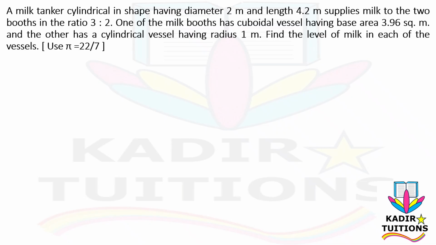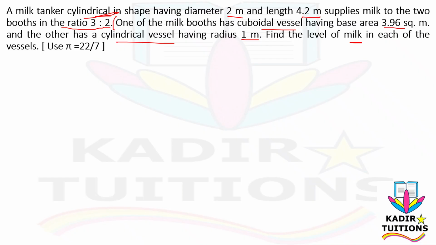A milk tanker, cylindrical in shape, having diameter 2 meter and length 4.2 meter, supplies milk to two booths in the ratio 3:2. One of the milk booths has a cuboidal vessel having base area 3.96 square meter, and the other has a cylindrical vessel having radius 1 meter. So now we need to find the level of milk in each of the vessels.